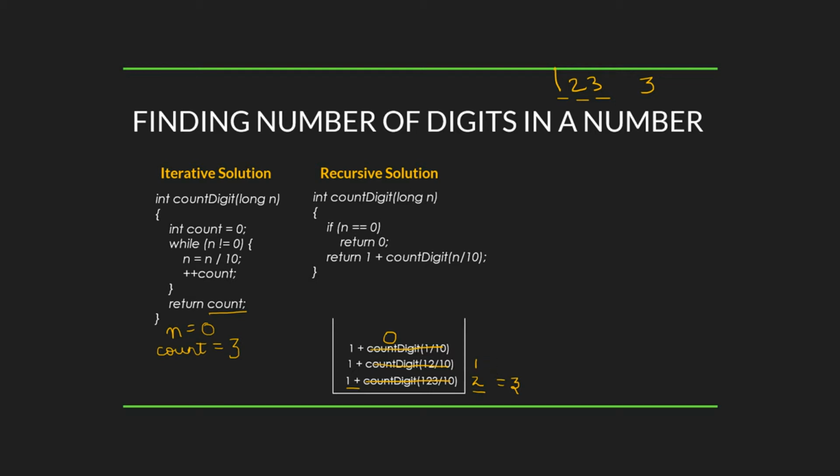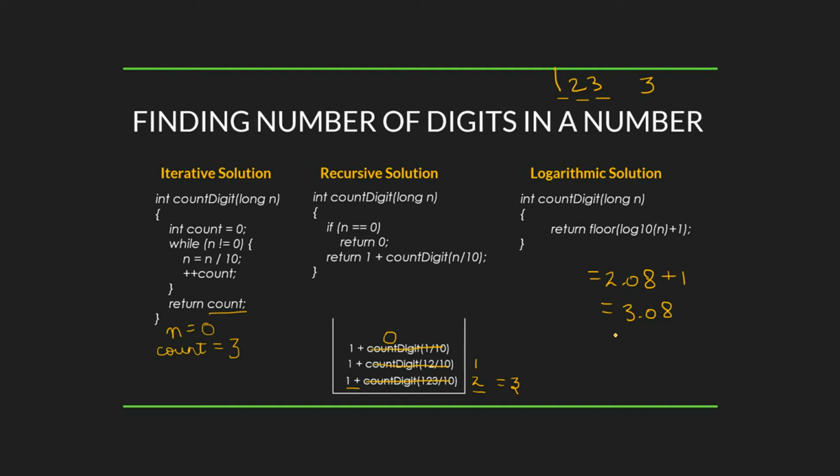Now, most of you might already be familiar with the iterative and recursive solutions. However, there is another one-liner solution, which is the logarithmic solution. We can use log base 10 to count the number of digits of positive numbers. The digit count of n will be equal to the floor of log n base 10 plus 1. So log of 123 is around 2.08 and adding 1 to it, it will become 3.08. Finally, we take floor of 3.08 and get 3 as our answer.